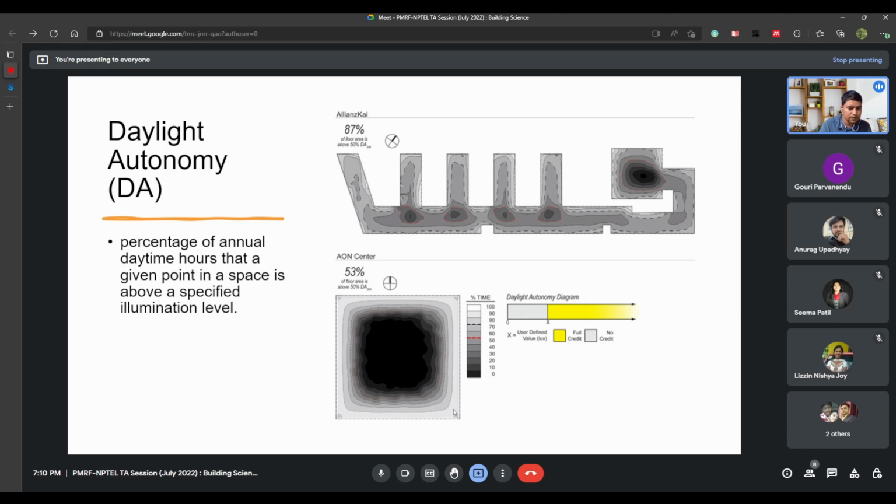Here, if you consider this rectangular or square space, you have to set a threshold value x. In this example, it has been taken as 300 lux illuminance. So this kind of configuration yielded 53% of the whole floor area above which, 50% of the time, you achieve an illuminance value above 300 lux.